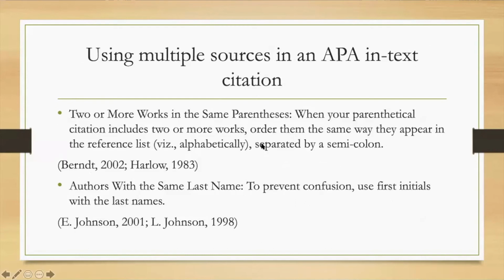And just a quick review with APA, if you have two or more works in the same parentheses, order them the way they appear in the reference list, separated by a semicolon. So here we have Burnt and then Harlow. If you have authors with the same last name, you use the first initial with the last name. So E. Johnson and then L. Johnson, like that.